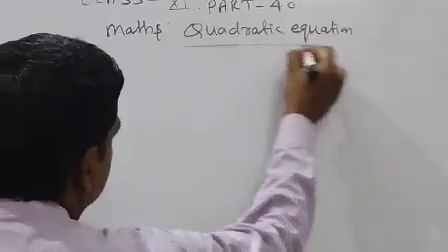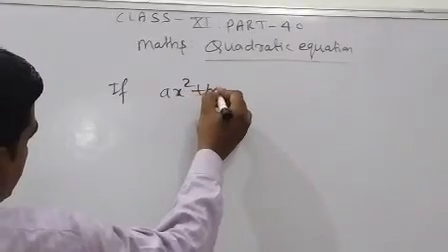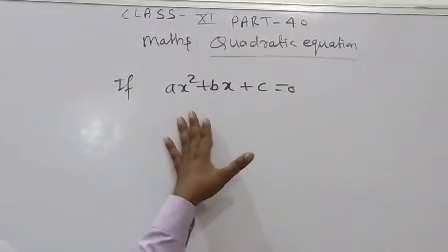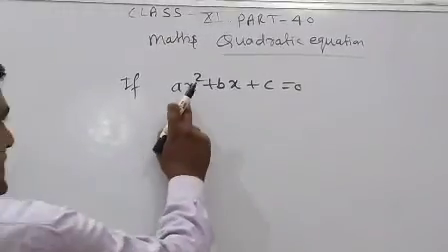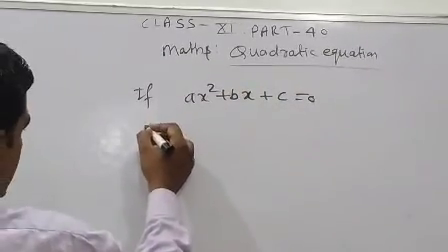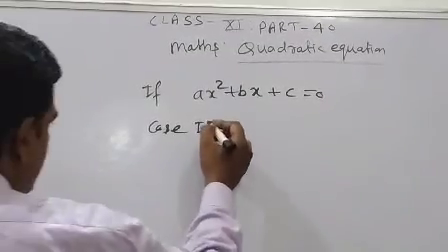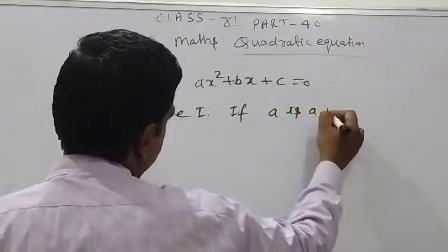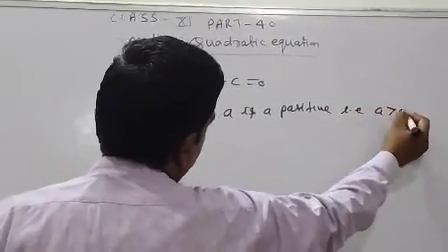Then, if any quadratic equation is ax square plus bx plus c is equal to 0, clear? Already I have told you it has two roots. Here there are many conditions, many cases. Case first. Case first means what? If a is positive, positive means a is more than 0.